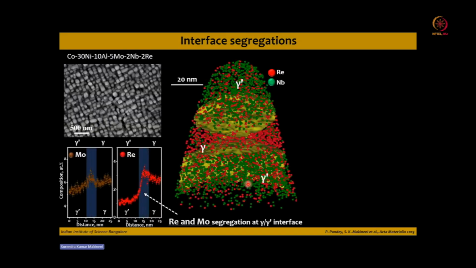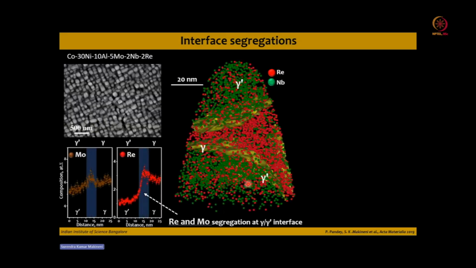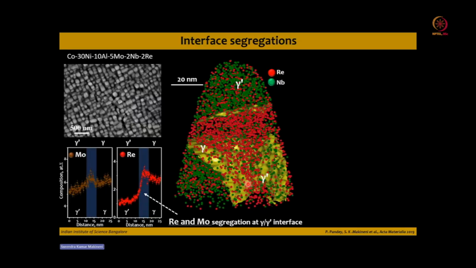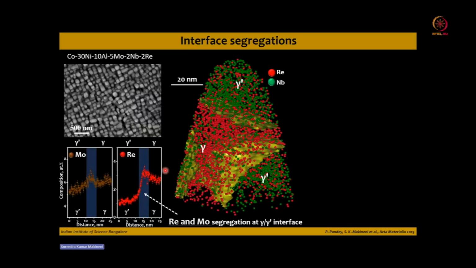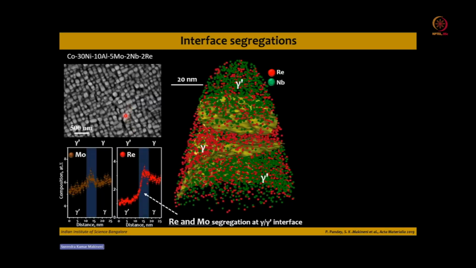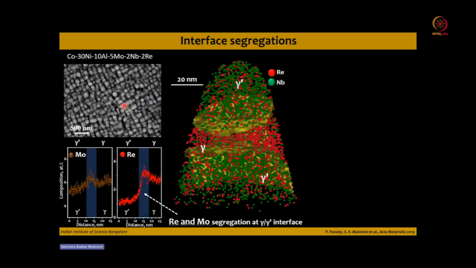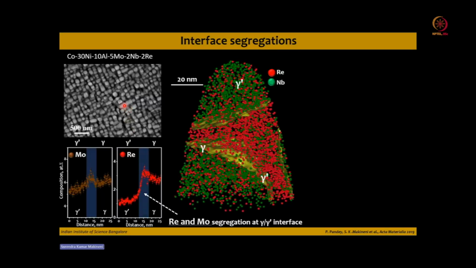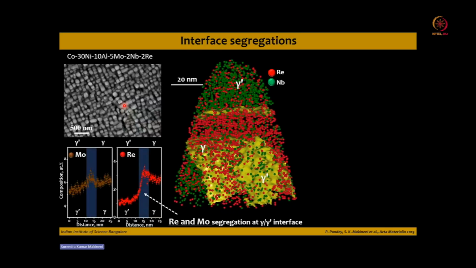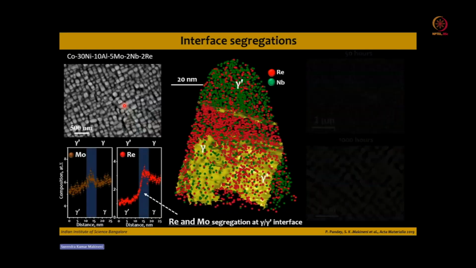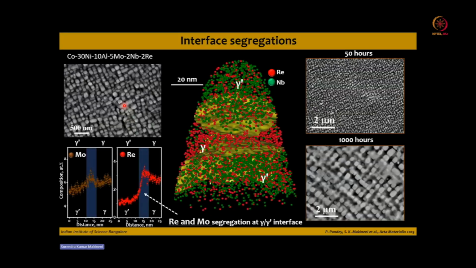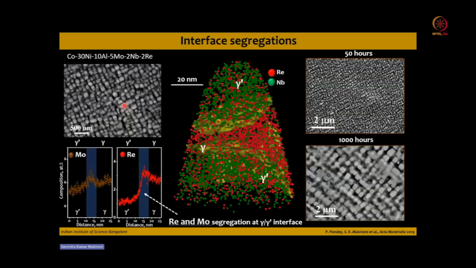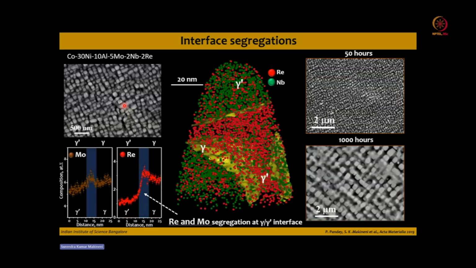If you take the composition profile, interestingly, what we see is there is an enrichment of moly and rhenium at the interface. This enrichment actually causes a change in the local lattice misfit, and may cause a lowering of the lattice misfit. If there is a lowering of the lattice misfit, definitely the coarsening resistance will increase. And if you keep this sample at 50 hours and 1000 hours of exposure, the gamma prime microstructure is stable.